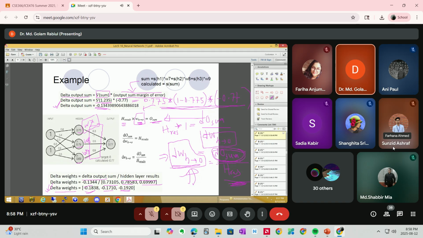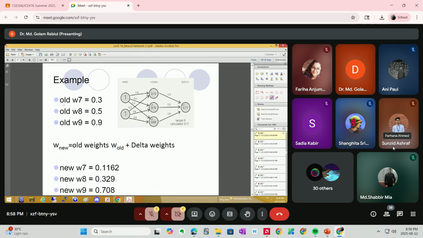So now we already know the delta weights. Now we have to find out the new W7, new W8, and new W9. After changing, what will be the value for that? So that's why it is written here. These are the previous values of W7, W8, and W9: 0.3, 0.5, and 0.9. Now the new weights will be the previous weights plus the delta weights.